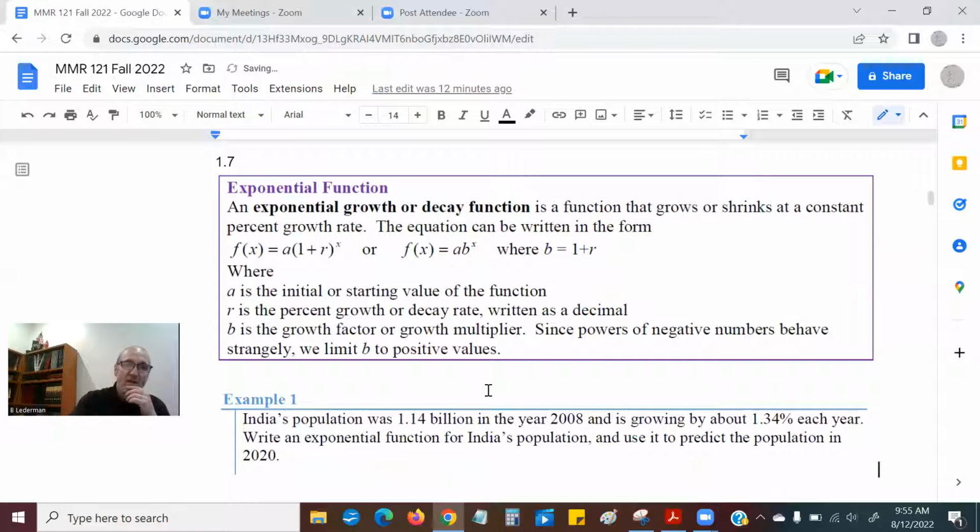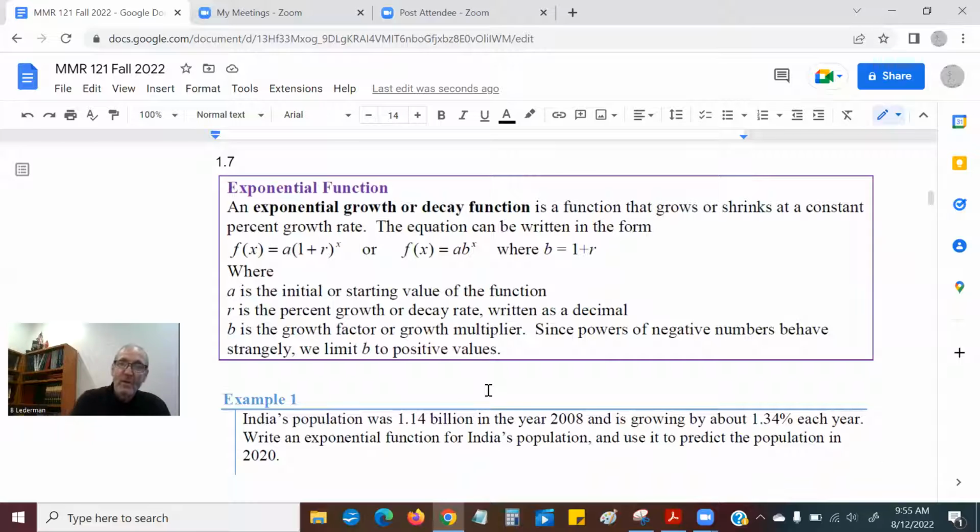Boing! There it is. So India's population was 1.14 billion people in the year 2008, and is growing by about 1.34% each year. Write an exponential function for India's population and use it to predict the population in 2020.